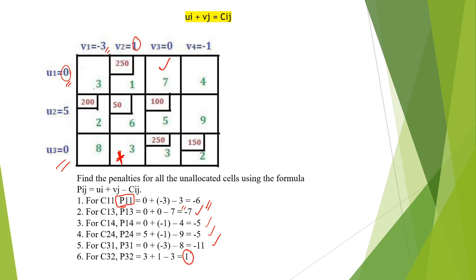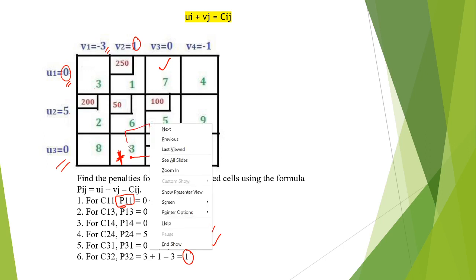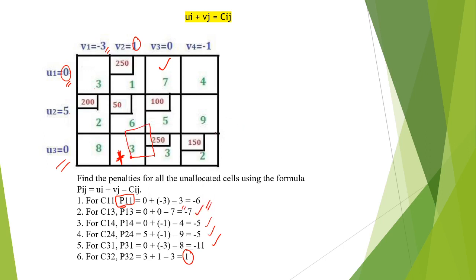Now you have to include this in the problem. So for that we will first draw a loop starting from here. This is an allocated cell. You can turn 90 degrees, and this is also an allocated cell, and you can turn. So you get a loop. For the loop, first plus, here minus, here plus, minus.